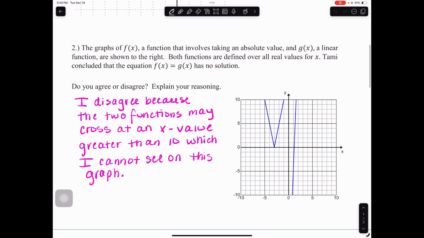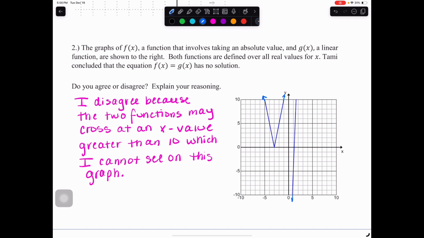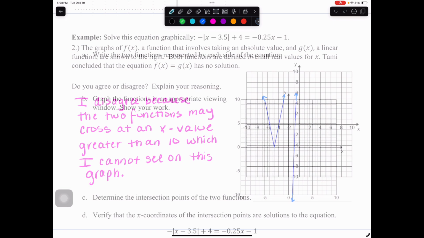For question 2, do you agree or disagree? I actually disagree because the two functions may cross at an x value greater than 10, which I cannot see on this graph. So if it's an absolute value function, these should be going up still. And then the linear function should be going there. And that means it could potentially cross somewhere up in here, but right now I can't see that because I don't see that part of the graph.